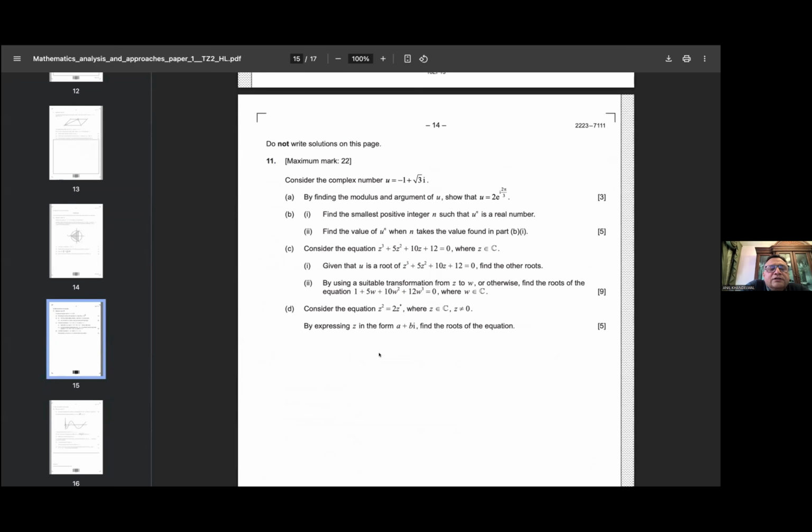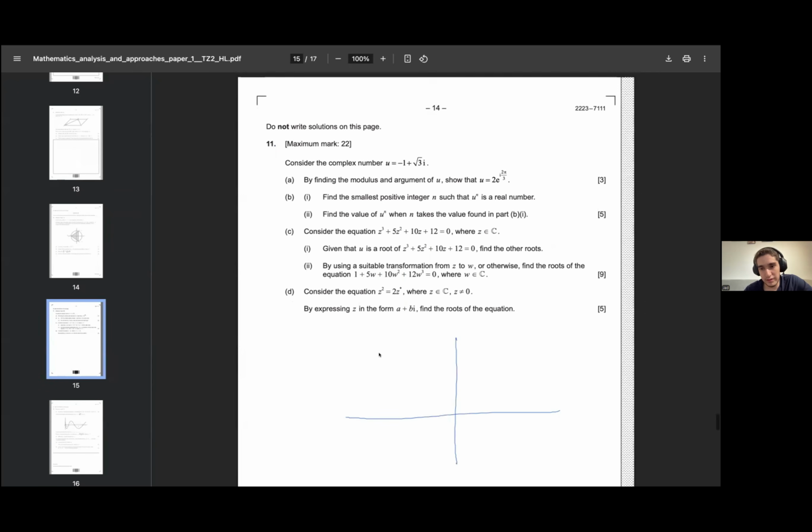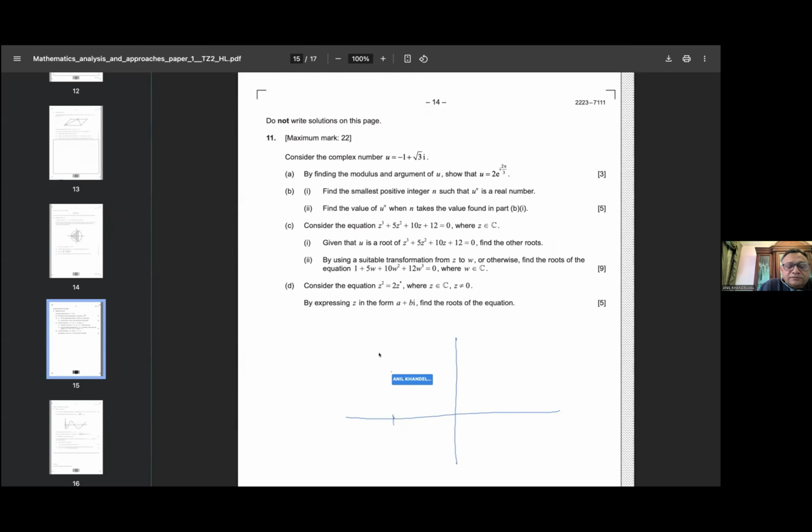So it says, consider the complex number u equals to minus 1 plus square root 3i. By finding the modulus and argument of u, show that u equals to 2 e to the power of i 2 pi by 3. So when you say modulus and argument, let's try to understand this complex number. It is minus 1 plus square root 3i. So minus 1 here, square root 3i here, and that is the angle. And this is like minus 1, this is square root 3.